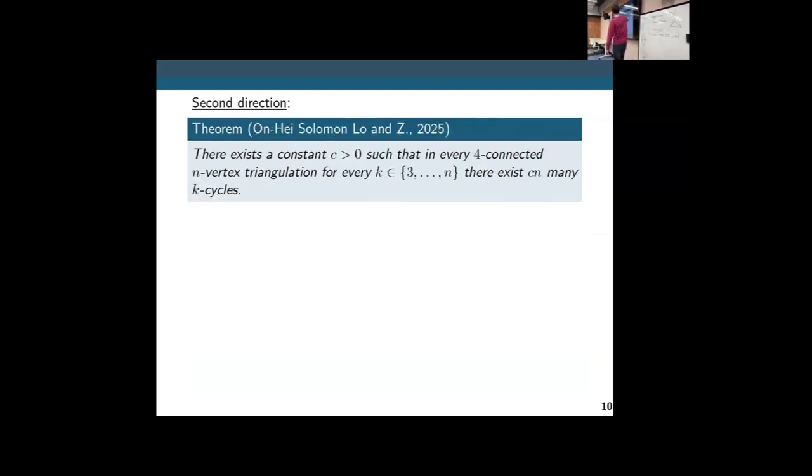So there's a second direction in which this was extended. There is a constant C such that in every 4 connected triangulation, for any k, there are C n many k cycles. This is a sort of combination of the 2 meta conjectures, right? So it goes to pancyclicity like Bondy, but it also enumerates. So you actually have a linear number of k cycles for any k. This is joint work with Solomon Low.